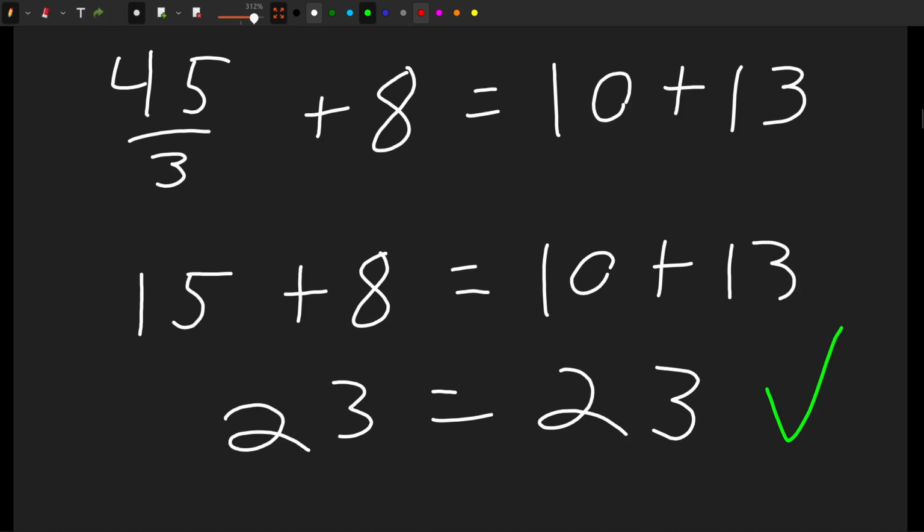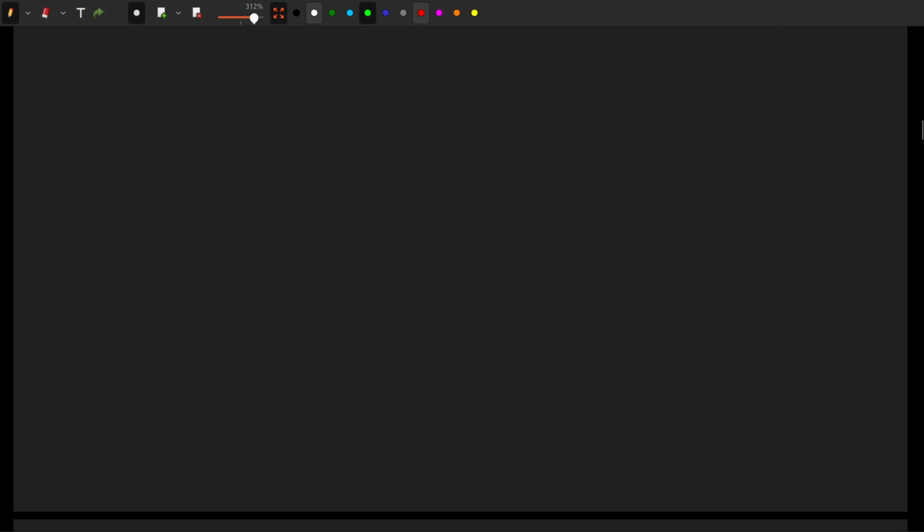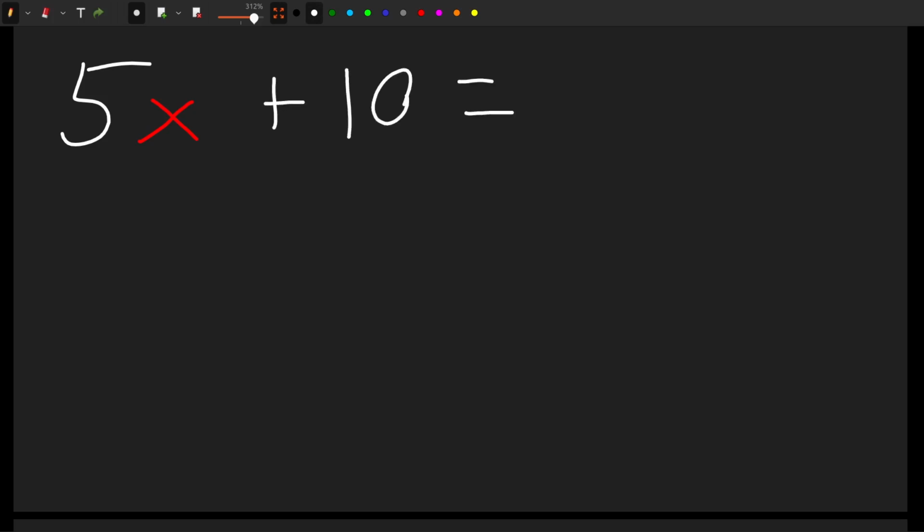All right. We'll move on to the next problem now. Next problem is going to be a little tricky. We're going to have 5x plus 10 equal to 10 plus 5x. Okay.